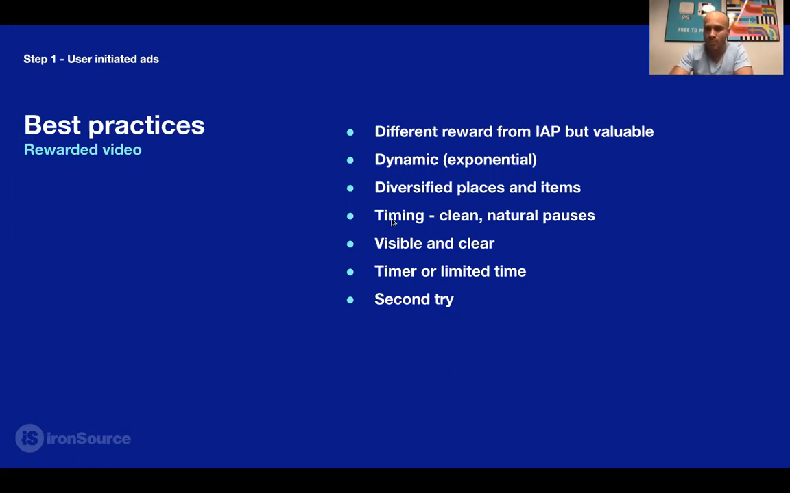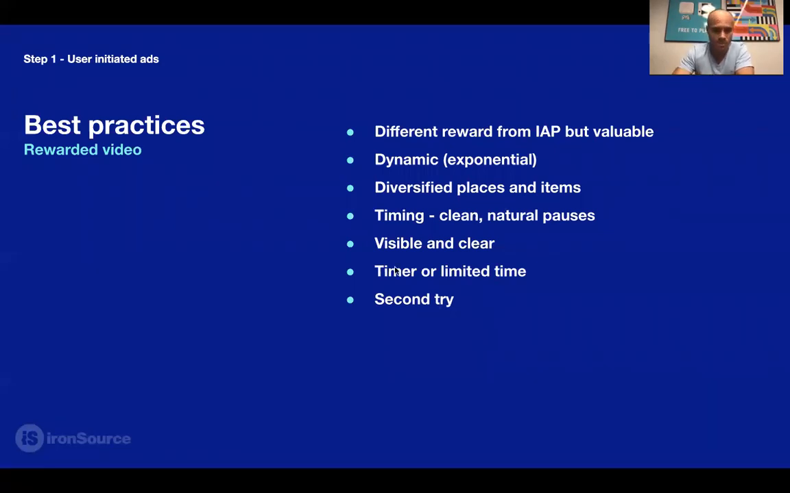Third is diversified places and items, because every user is different. Some users will choose to watch rewarded video for another life. Some will do it for another coin. Some will do it for another dragon. As you have more options, more and different rewards, then you are answering the needs of more segments in your app, and you're probably going to have higher engagement rate, higher usage rate.